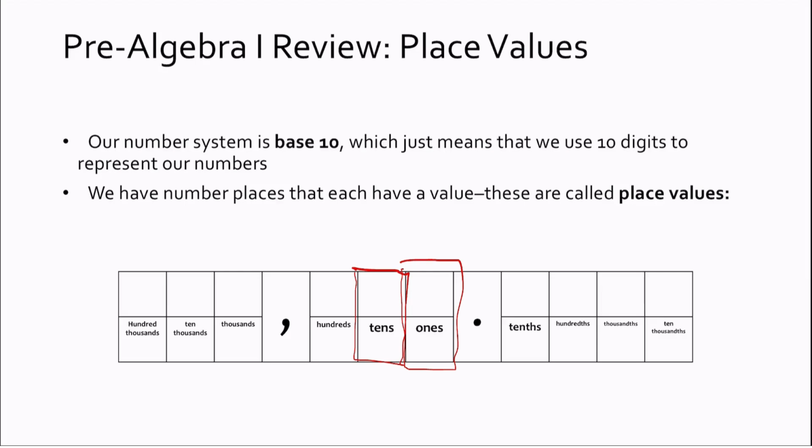So on the left side of the decimal point, we have the ones place, the tens place, hundreds, thousands, 10,000s, 100,000s, millions, etc. And on the right side of the decimal point, we don't have a oneths place. It starts with tenths, hundredths, thousandths, and 10,000ths. So the further away we get from the decimal place in either direction, the higher our place values are going.